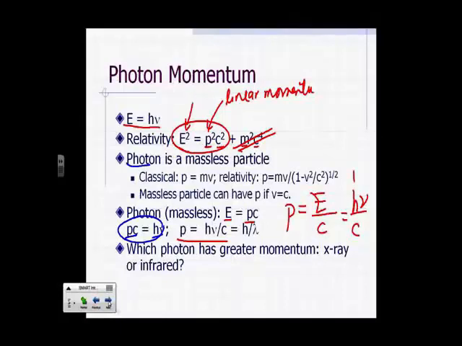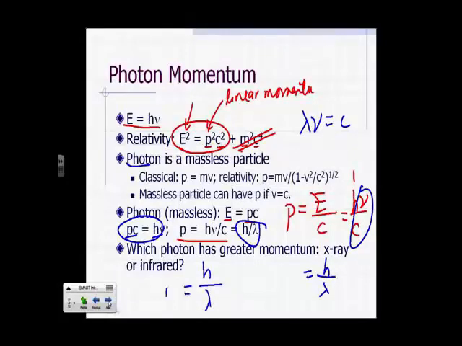But what is nu over c? Remember, lambda nu is equal to c. So what's nu divided by c? 1 over lambda. So that's just h over lambda. So what does this say? The momentum of a photon is inversely proportional to its wavelength. The longer the wavelength, the smaller the momentum. The shorter the wavelength, the higher the momentum.